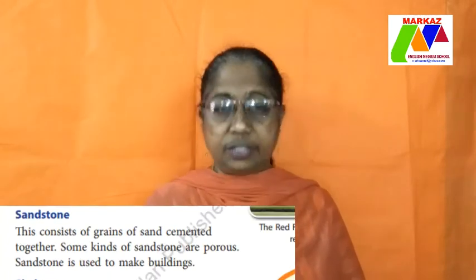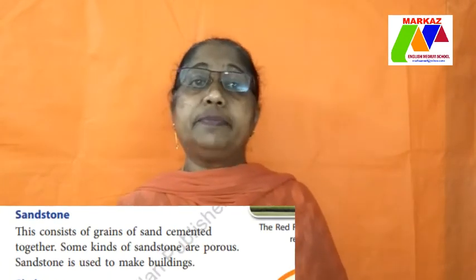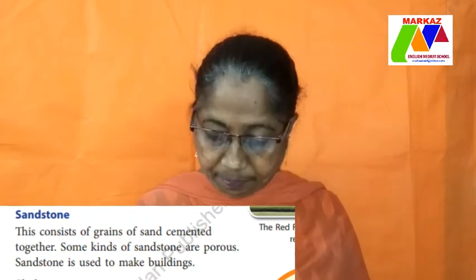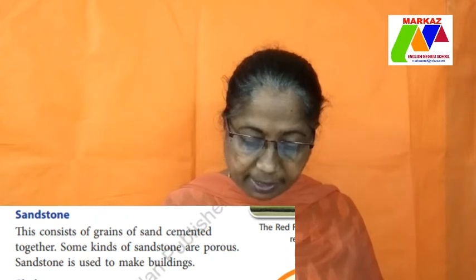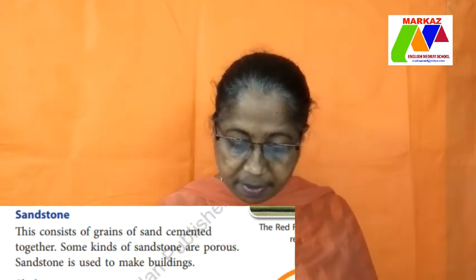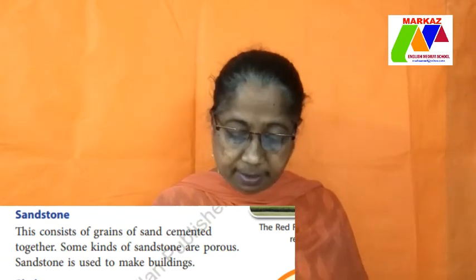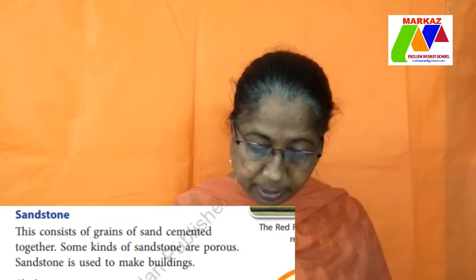Now coming to sandstone, a very famous building in India, the Red Fort in Delhi, is made of red sandstone. This consists of grains of sand cemented together. Some kinds of sandstone are porous. Sandstone is used to make buildings. The color varies from grey to yellow.